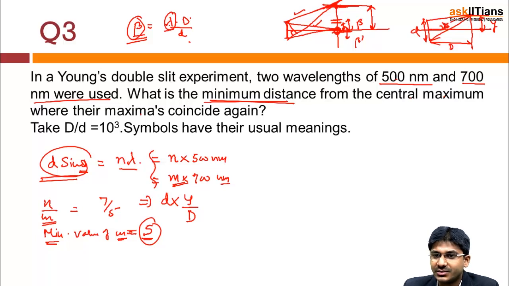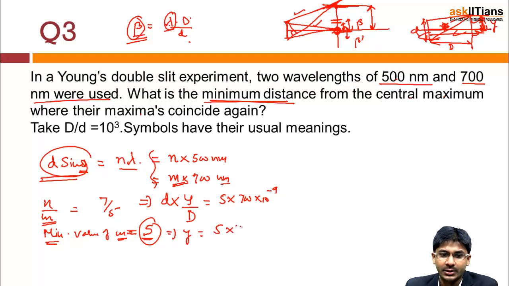So what is this theta? Now we know for a small angle theta, sin theta is equal to tan theta. So tan theta will be this y by capital D, that is p by b. So this is equal to 5 into 700 nanometer, meaning 10 to the power minus 9, right? So what is y? This will be 5 into 700 into 10 to the power minus 9 into capital D by small d. Now it's given here that capital D by small d is 1000.